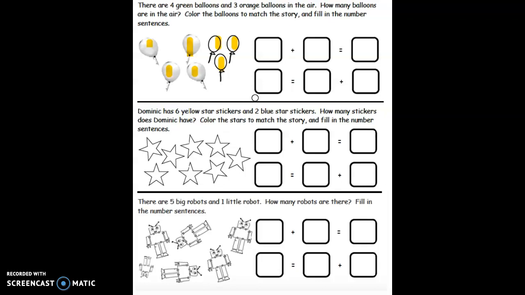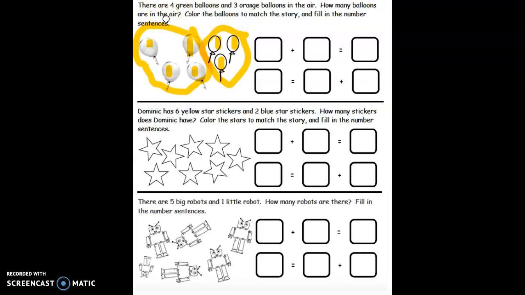So first of all, it's a little tricky because there's no color on this page. So it's hard to see what they mean by saying 4 green balloons and 3 orange balloons, but we can use our imaginations. Here are 4 that look the same to me. Remember, we're always looking for what's the same and what's different. And here are 3 that look the same over here. Then when it says how many balloons are in the air, they're asking how many there are total.